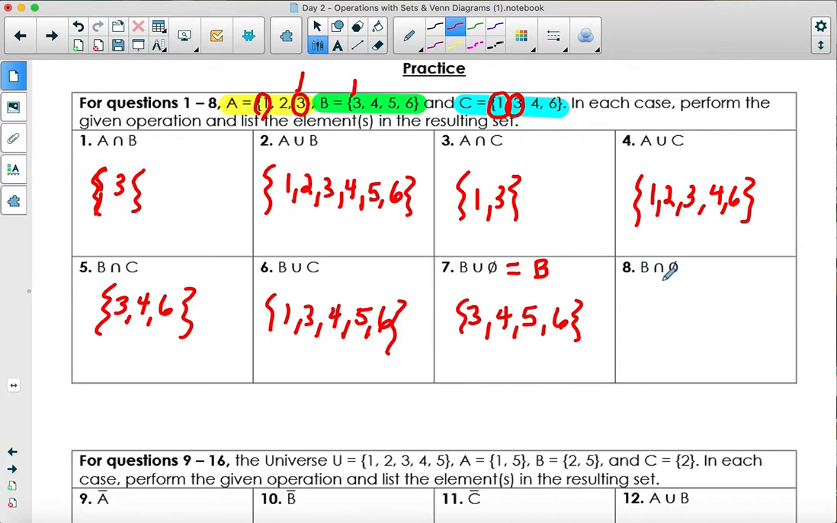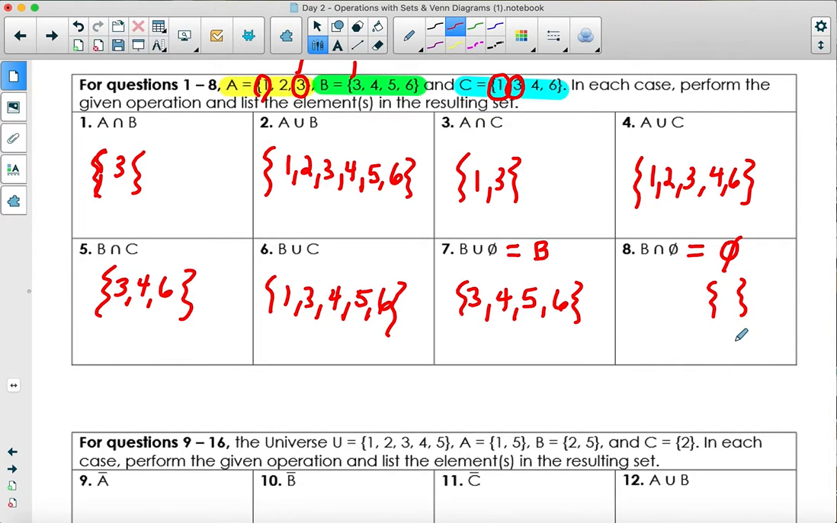This is an intersection. The intersection of set B and the empty set is going to equal the empty set, because if the empty set has nothing, then set B and the empty set can't possibly have the same element at any point in time. So you would just say it's the empty set. And remember, this symbol is the empty set, and so is an empty set of brackets. Those are interchangeable. Okay.